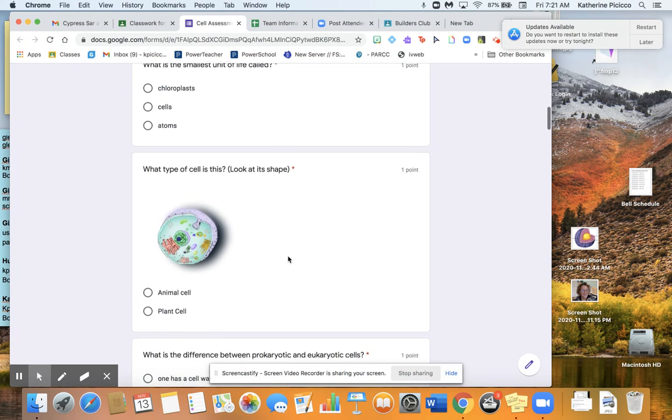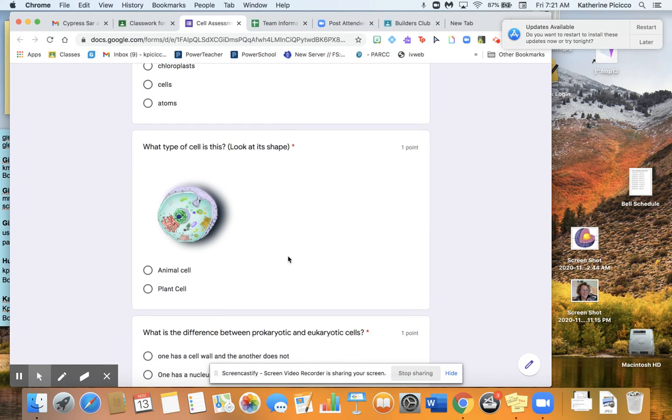Okay, for this next part, you're going to take a look at the shape of the cell and what type of cell this is based on its shape. So notice the shape. Is it animal or plant?